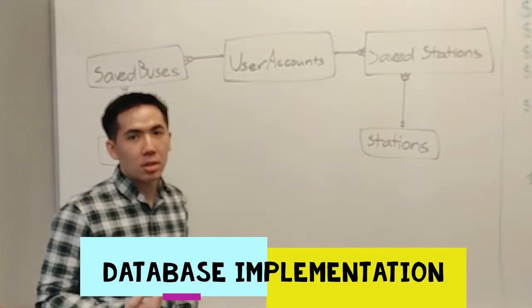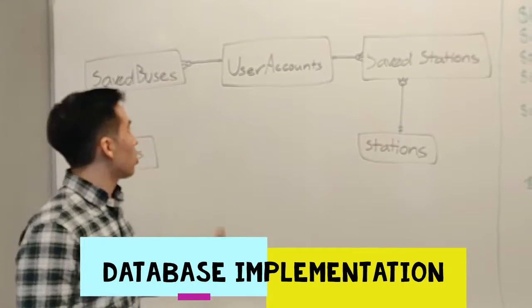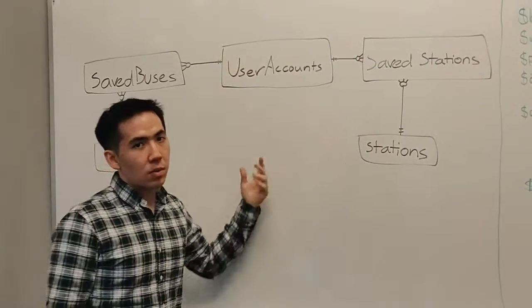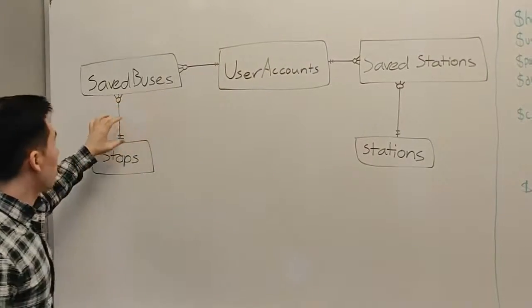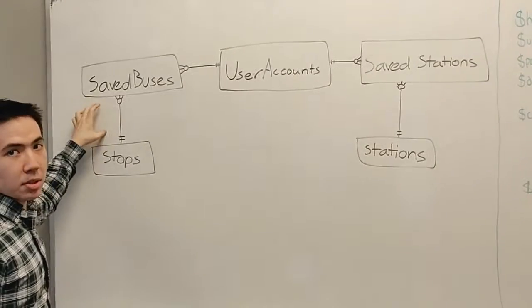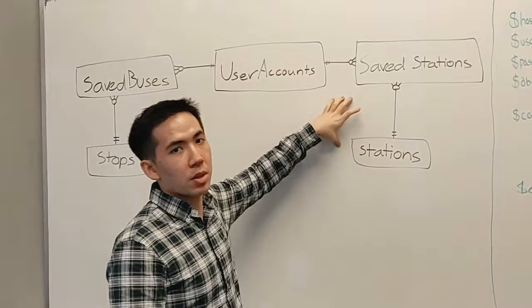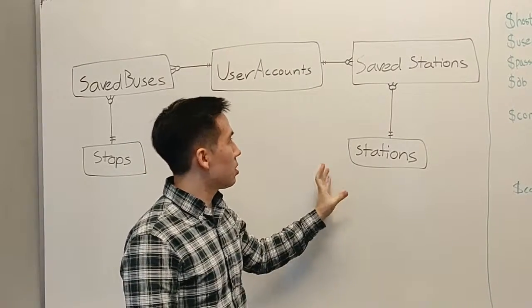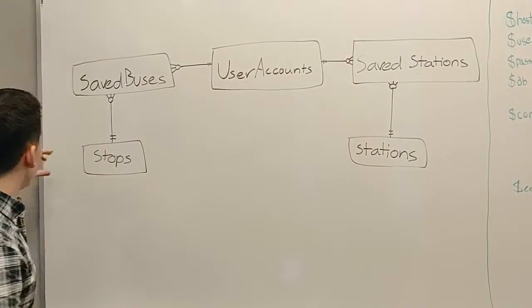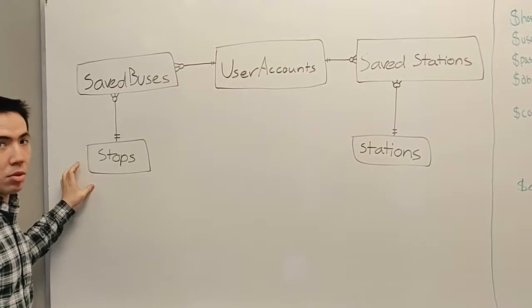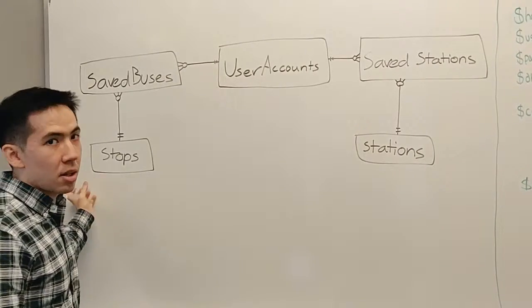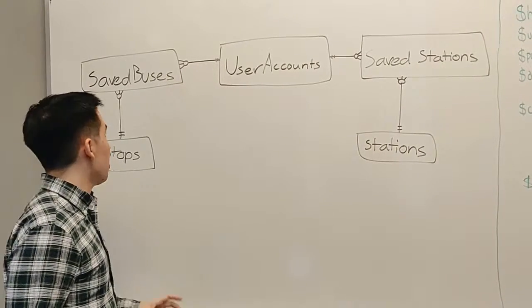I'm Forrest and I did the database implementation. So we created 5 tables, and these 2 are mostly for the buses implementation, and these 2 are for later when we decide to expand our bus integration. This stops table stores all of the bus stops in the Atlanta area, so nearly 10,000 bus stops.